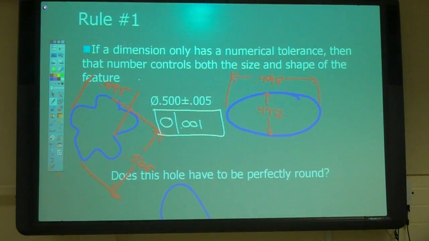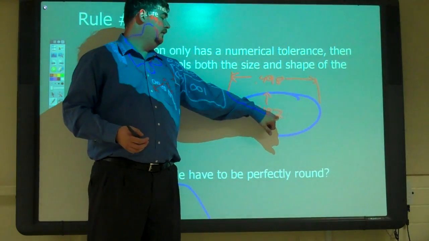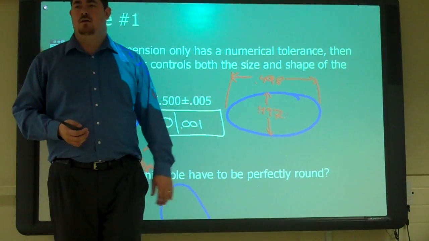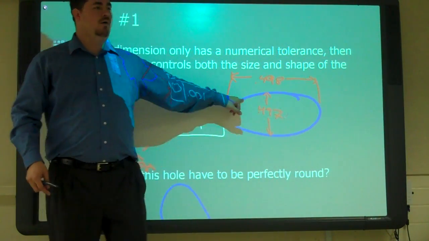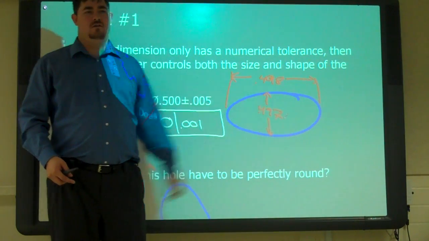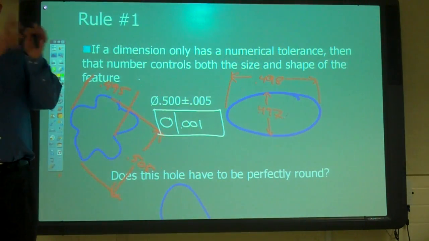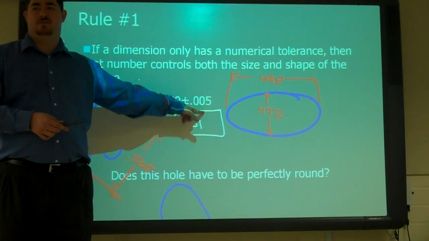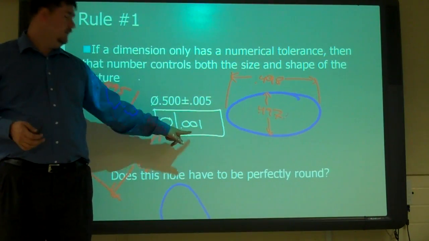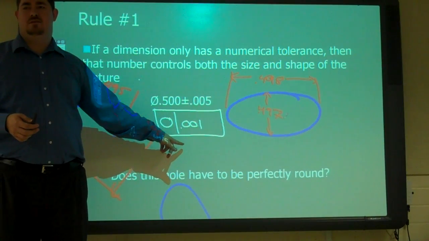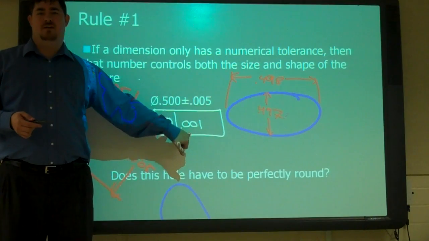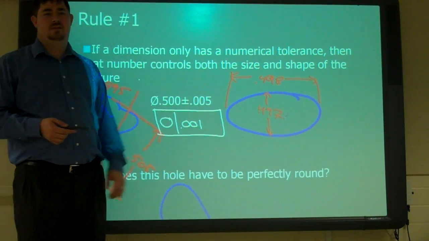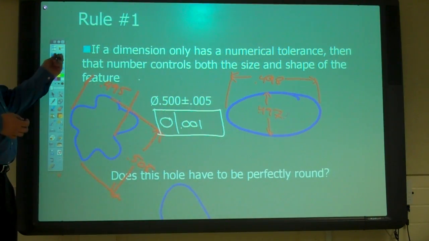Now is that a good part? Yeah, within that 1,000. Or I could ream it out and make this one 499, right? So now I have a lot more control over turning that bad part into a good part without scrapping. Because I also have a lot of space here that I can make bigger if I need to. Does that make sense now? How I can have a looser tolerance, but still have a lot more control and save money.